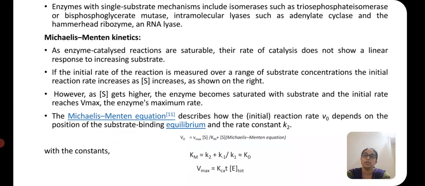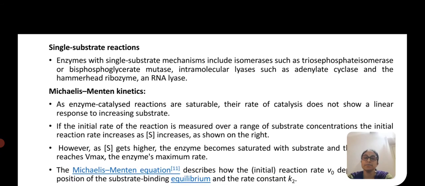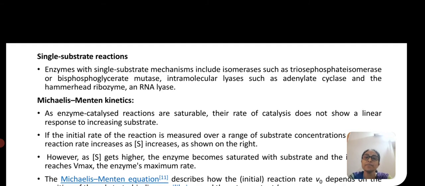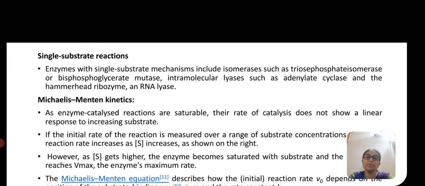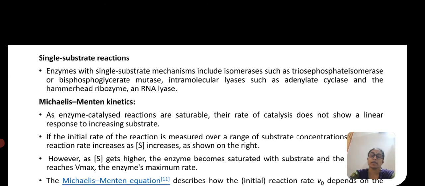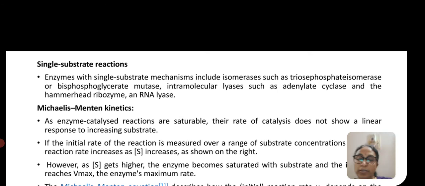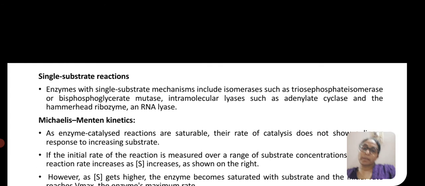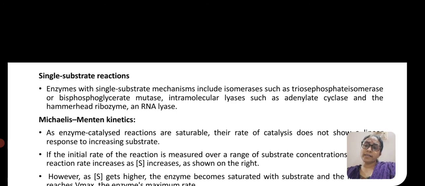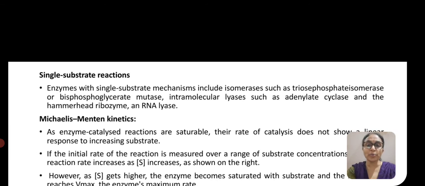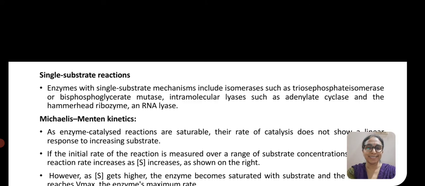Okay, and they also explained the single substrate reaction and double substrate reaction. In the single substrate reaction, only one substrate will be there, so directly that substrate will be converted into product in one step after the formation of the enzyme substrate complex. But later he also explained the double substrate reaction, that is the shifting of the enzyme from one substrate to another substrate.